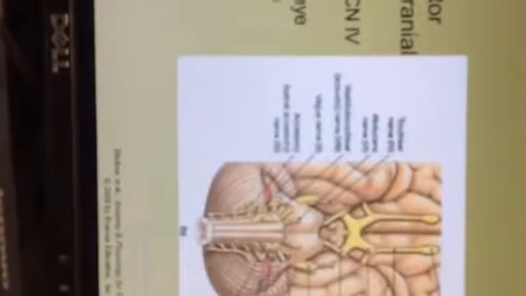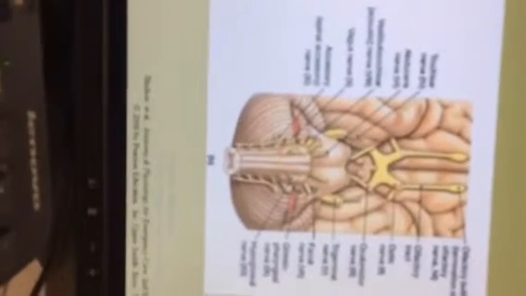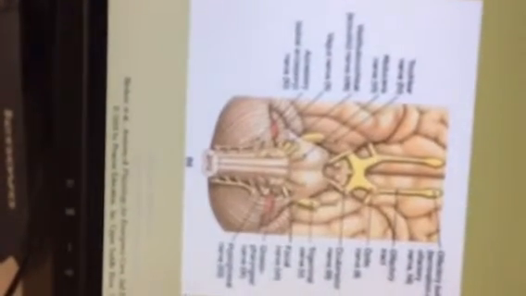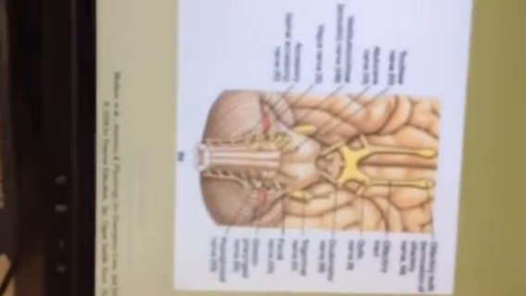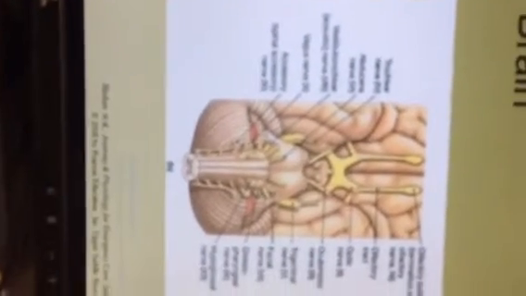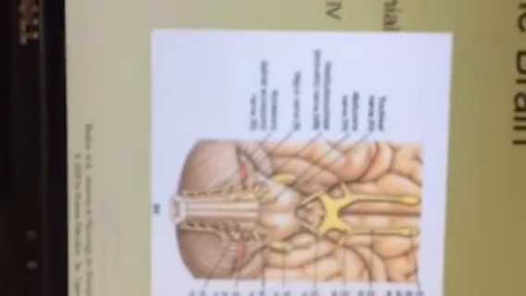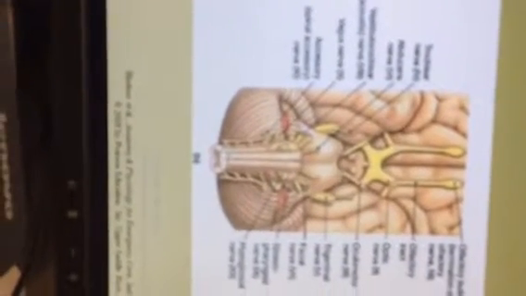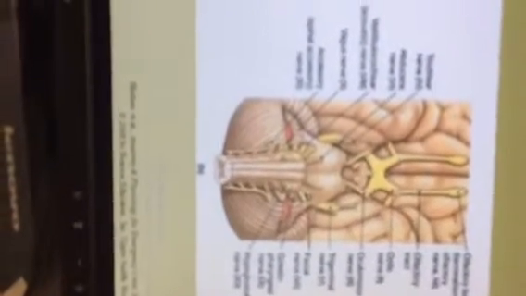9 is your glossopharyngeal. 10, I do want you to know, is your vagus nerve. Vagus does all your stimulation to your heart and your respiratory system. It sits down into your spinal cord, so when you vagal down, you're working on your vagus nerve. So that's going to be an important one.